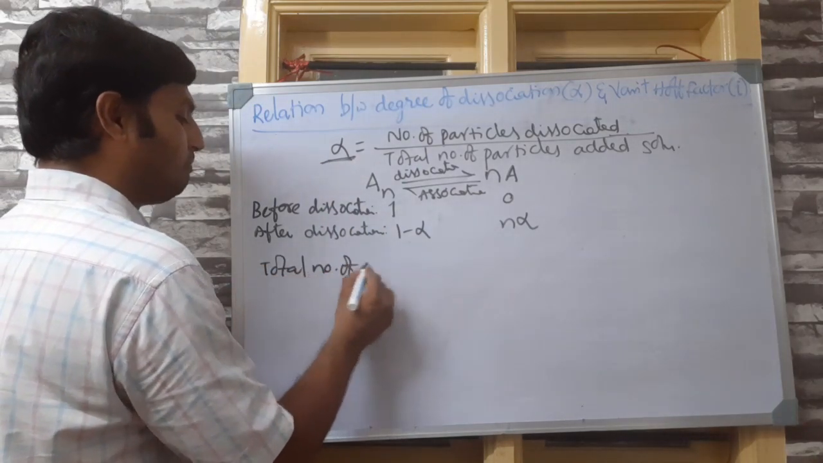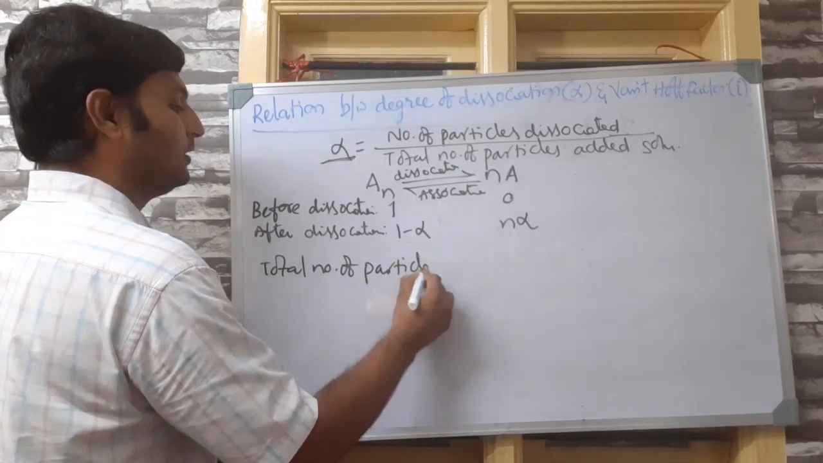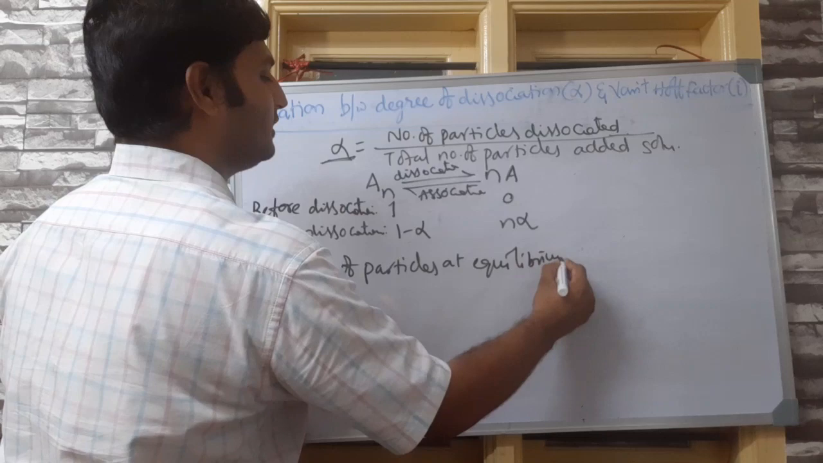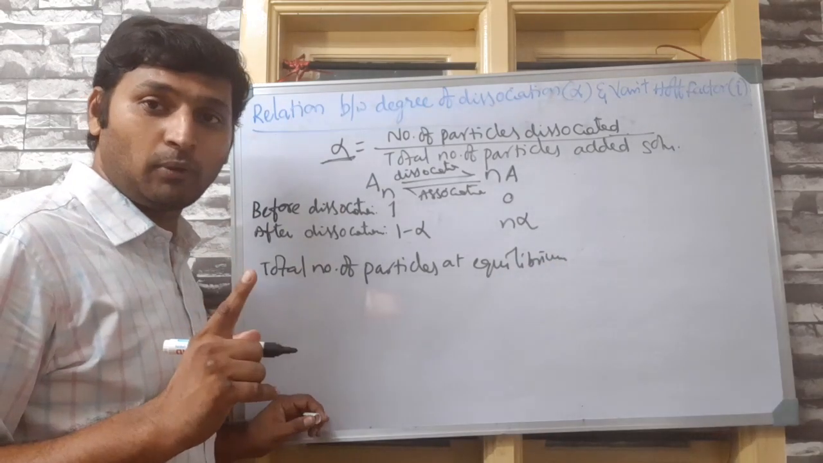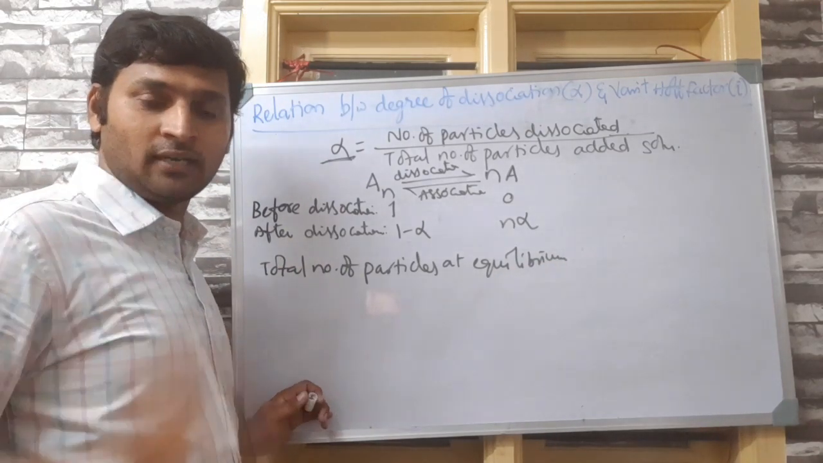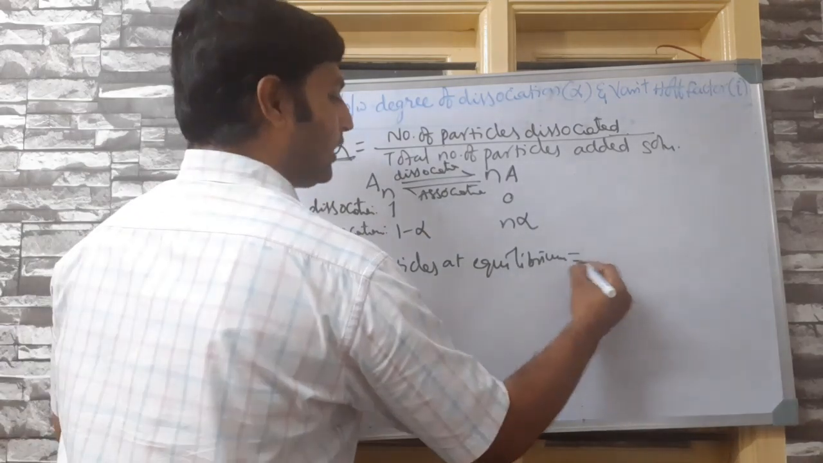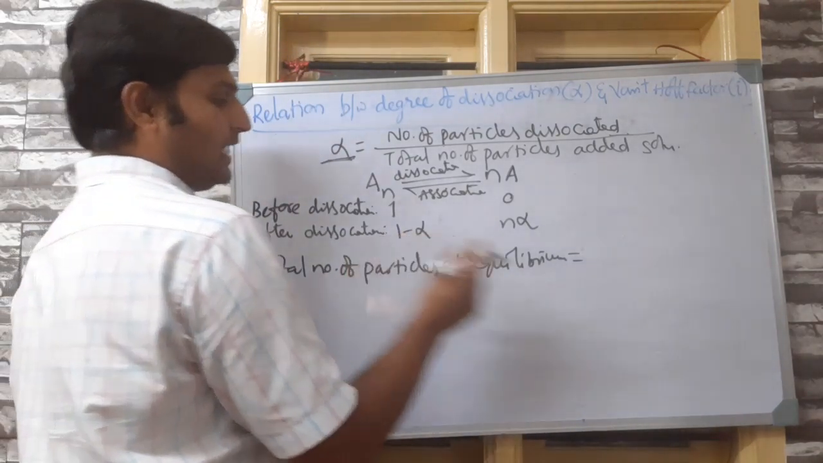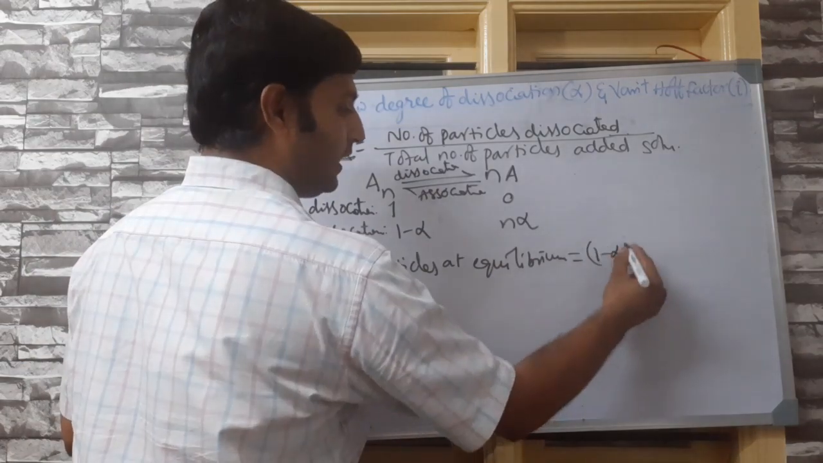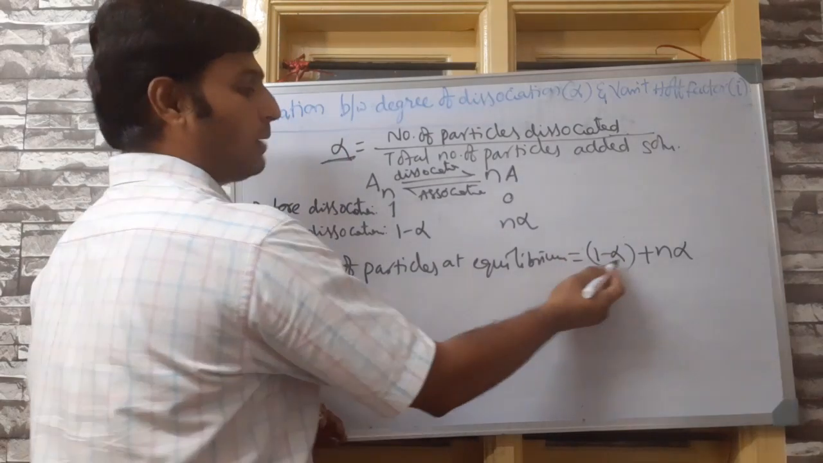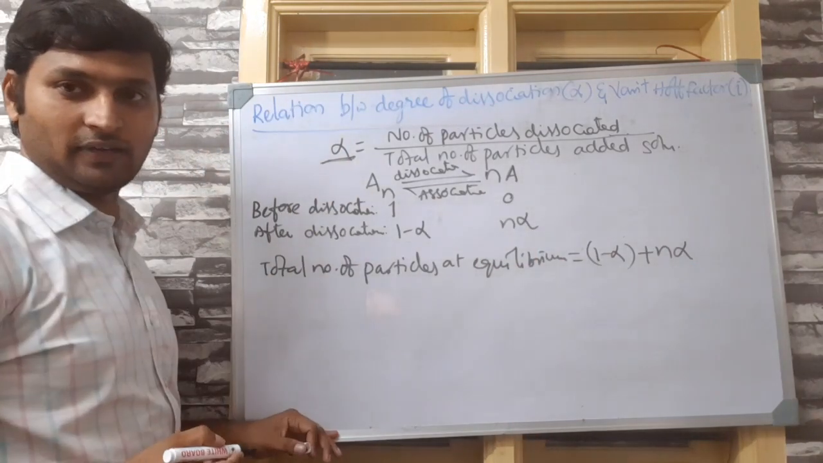Therefore, the total number of particles at equilibrium, which means after completion of dissociation. What do I mean by at equilibrium? After completion of dissociation. Attaining equilibrium means the process is completed. It will be equal to the undissociated particles, which are 1 minus alpha, and the dissociated particles, which are n alpha: 1 minus alpha plus n alpha.